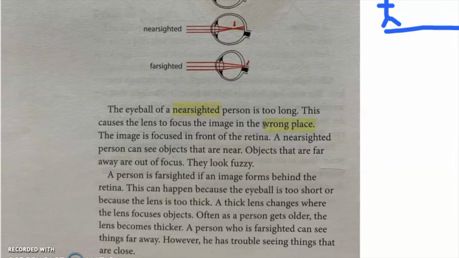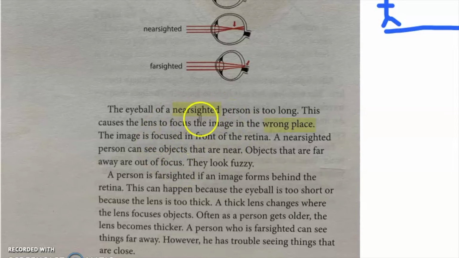A nearsighted person can see objects that are near. Objects that are far away are out of focus. They look fuzzy. A person is farsighted if an image forms behind the retina. This can happen because the eyeball is too short or because the lens is too thick. A thick lens changes where the lens focuses objects. Often, as a person gets older, the lens becomes thicker. A person who is farsighted can see things far away, however, he has trouble seeing things that are close.